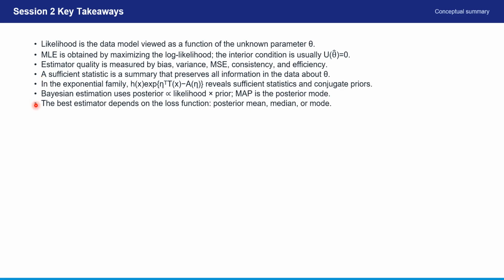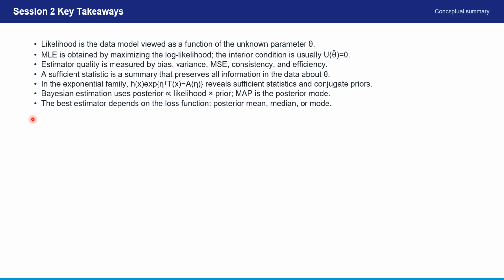Fourth, estimator quality is not only about getting one number, we must also think about bias, variance, MSE, consistency, and efficiency. Fifth, Fisher information tells us how sharply the likelihood identifies the parameter. More information usually means a lower uncertainty.